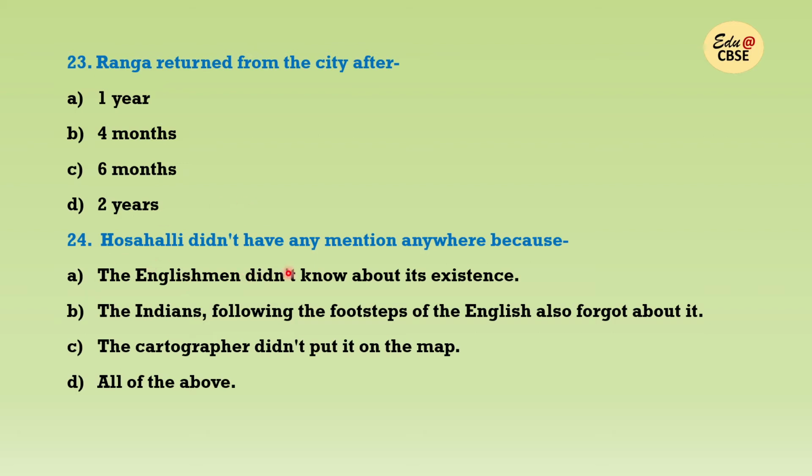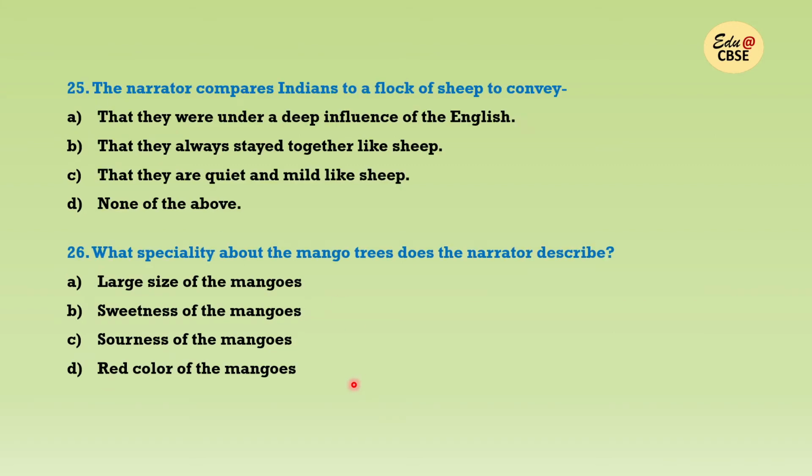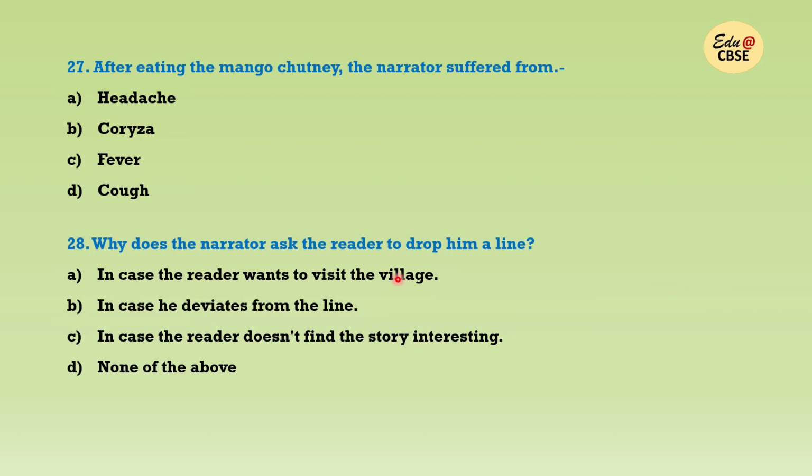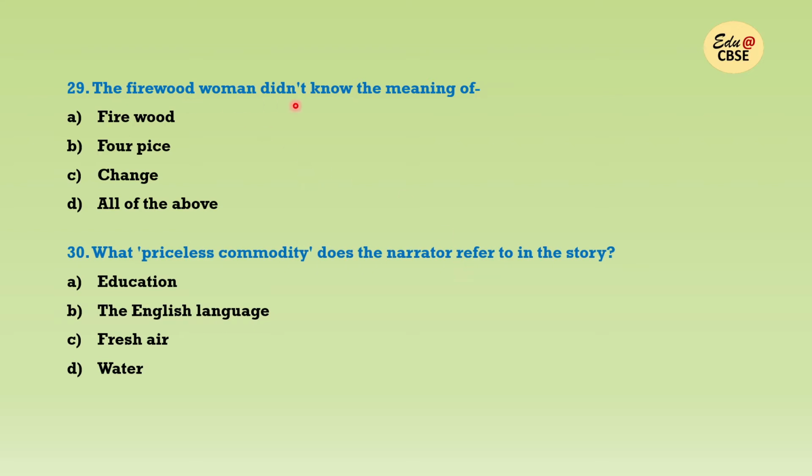Then Hosali didn't have any mention anywhere because. The narrator compares Indians to a flock of sheep to convey. Then 26th is what speciality about the mango trees does the narrator describe? Next one, 27th, after eating the mango chutney, the narrator suffered from. Next, why does the narrator ask the reader to drop him a line? Then, the firewood woman didn't know the meaning of.